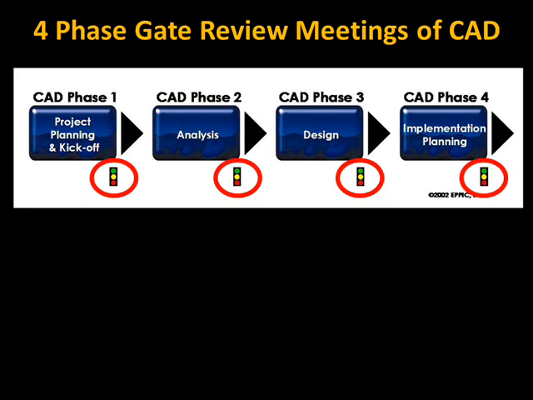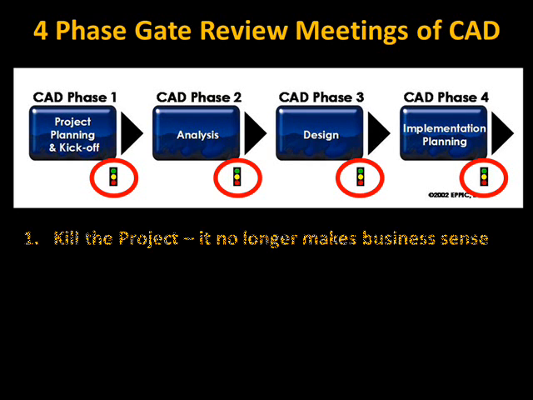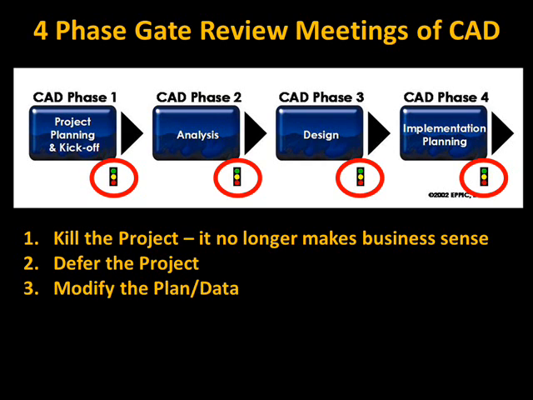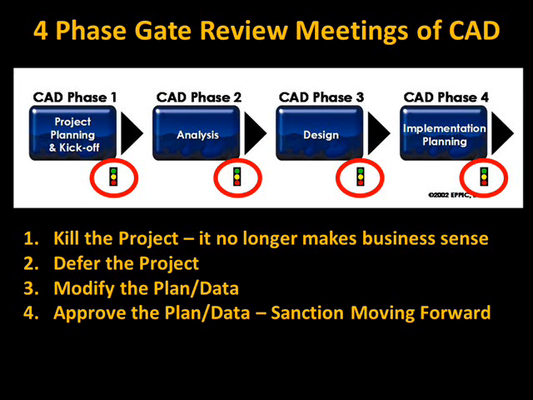At each of the gate review meetings of the project steering team, at the conclusion of each phase, there were 4 key decisions that the project steering team could make. First of all, they could kill the project because it no longer made business sense. Second, they could defer the project because it was now untimely for some reason. Third, they could modify the plan or the data that we had to that point and then allow us to go forward. Fourth, they could approve the plan and the data that we had in hand from that phase's efforts and sanction us into moving forward.